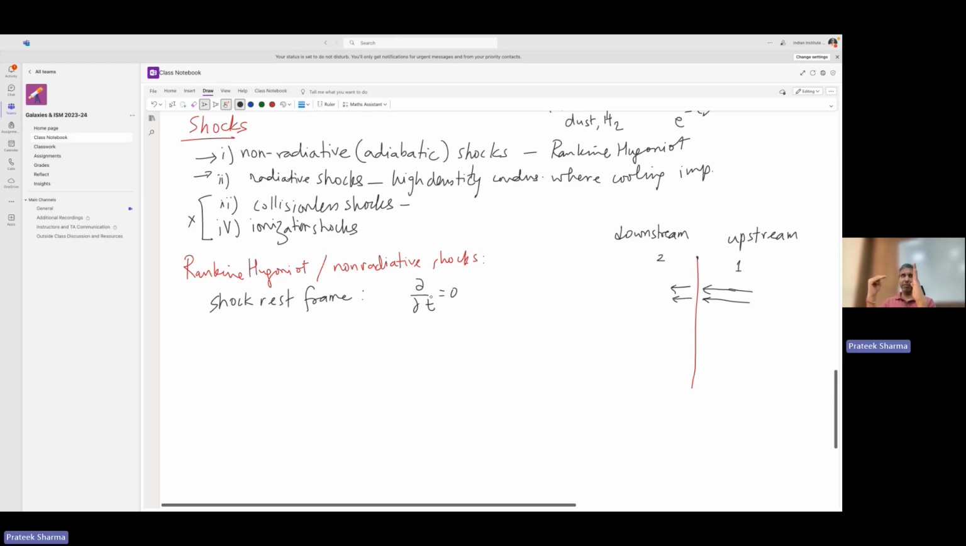Your material from upstream is moving, crosses the shock and changes its conditions behind the shock, but the shock is at rest. As soon as it crosses, it reaches the conditions in the downstream region. So partial by partial t, nothing changes at any place in time. That's a steady condition. So what are the equations? We have the fluid dynamics equations. This is the mass conservation in 1D. We are assuming a planar geometry and a steady state. This is the mass conservation equation, and this is the momentum conservation equation.